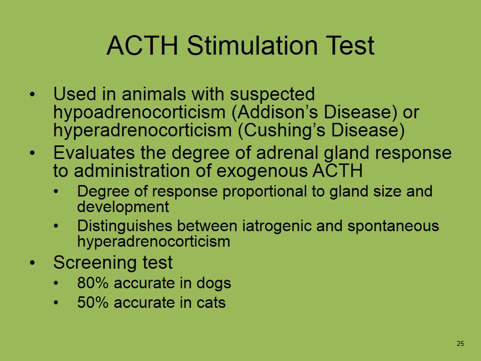The degree of the response is proportional to the gland size and development, so it helps to distinguish between iatrogenic and spontaneous hyperadrenocorticism. If you remember what iatrogenic means, that means that we basically caused this in the animal. So iatrogenic Cushing's disease happens when we give too much steroid, and so they have a high level of cortisol as a result. Spontaneous hyperadrenocorticism means that the animal itself is just producing too much cortisol.